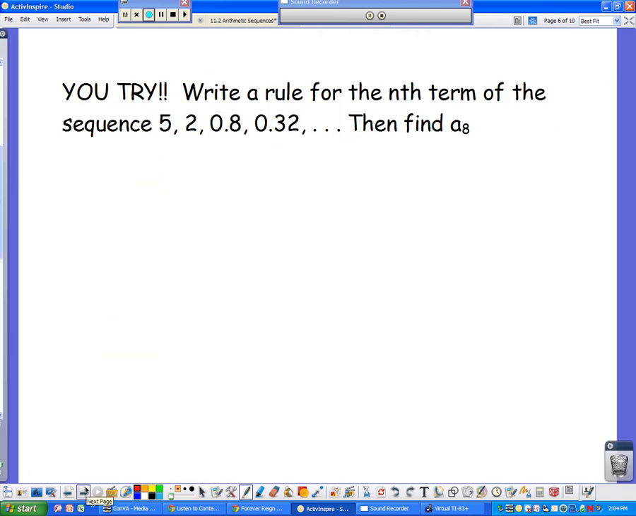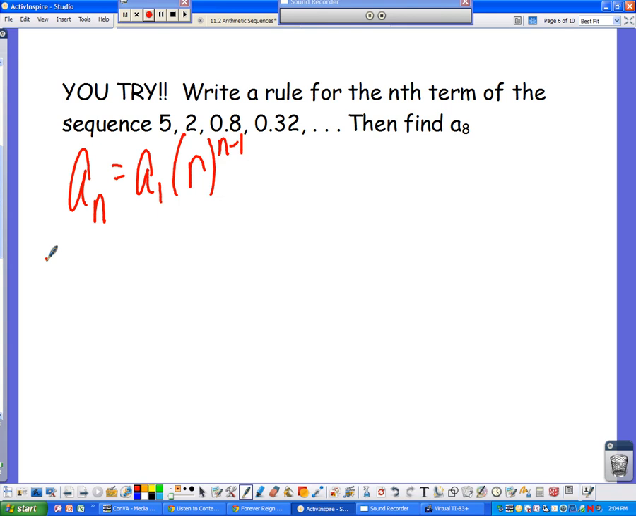This one, we want to write a rule for the nth term of the sequence 5, 2, 0.8, and 0.32, and then we're going to find a sub 8. Okay, so remember, find the rule as a sub n equals a sub 1 times r to the n minus 1.